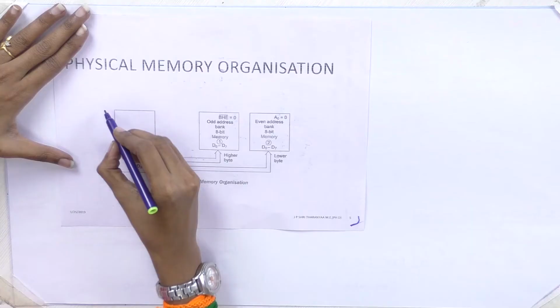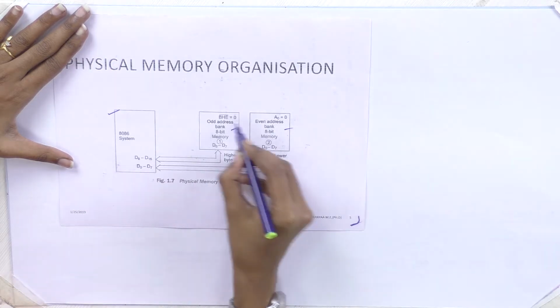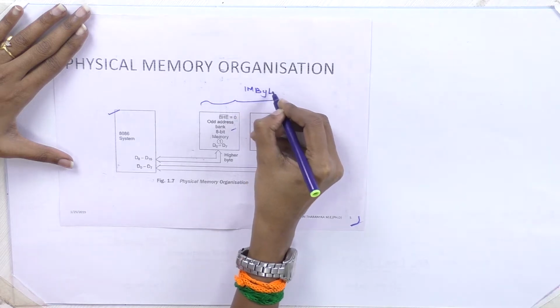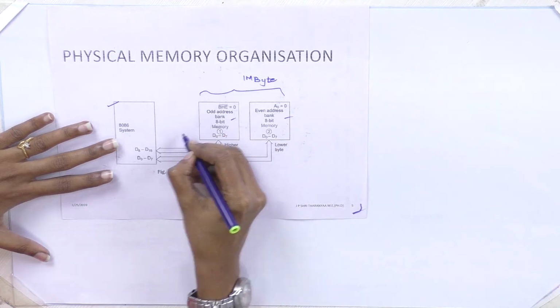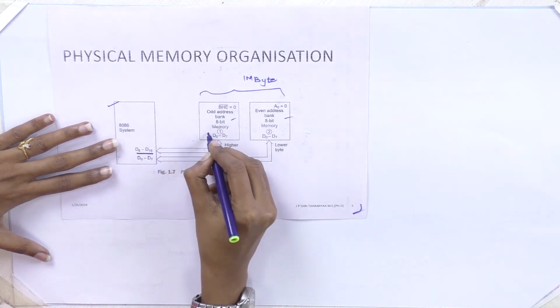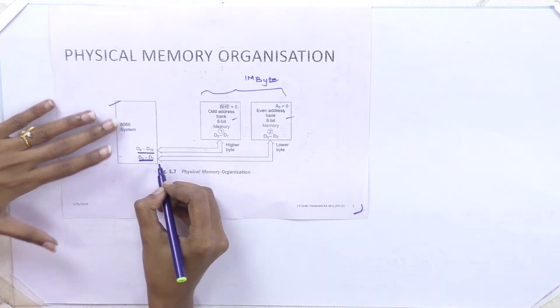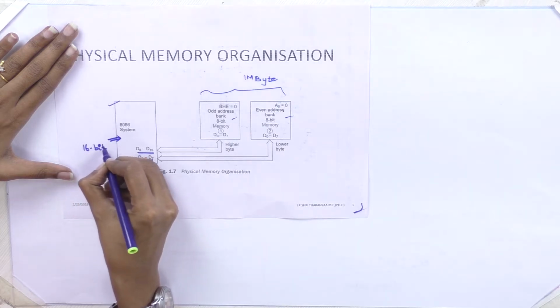So we will see how the data will get stored in the odd and even banks, and how we can fetch the data from them. This is your 8086 microprocessor, and this is your odd bank and even bank memory. As a whole, it's a memory IC of 1 megabyte. In the odd bank of memory, your higher byte of data will get stored, and in the even bank of memory, your lower byte of data will be stored, because 8086 microprocessor has a 16-bit data bus.